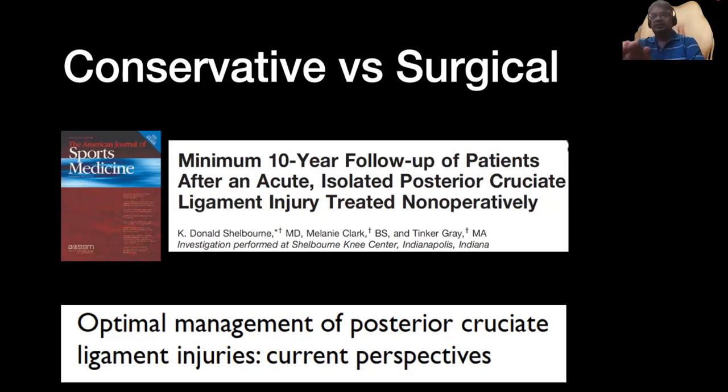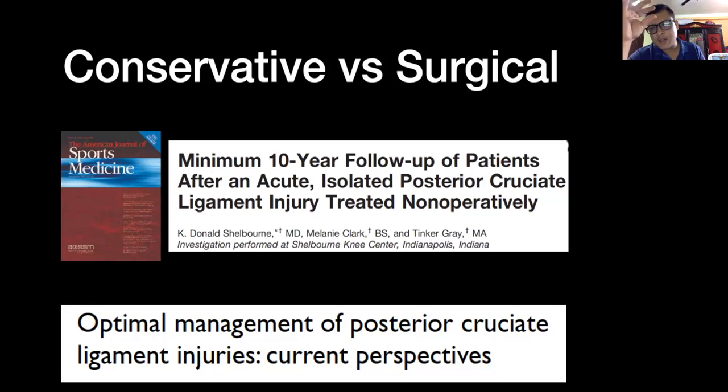My protocol is very simple. Either the PCL is isolated or the PCL is in combination with other injuries. If the PCL is isolated, whatever grade it is, 1, 2, 3, 4, the mainstay of treatment for isolated PCL injury is conservative. I'll re-examine the patient after 6 weeks of conservative management, and then I'll decide whether I need to go ahead with the surgery, or I'll still plan conservative management.